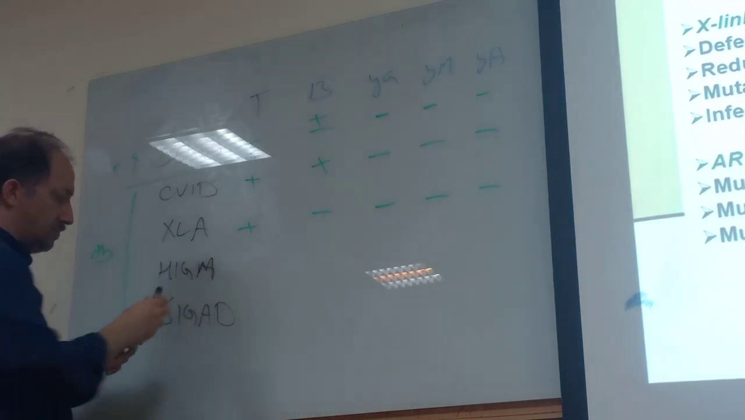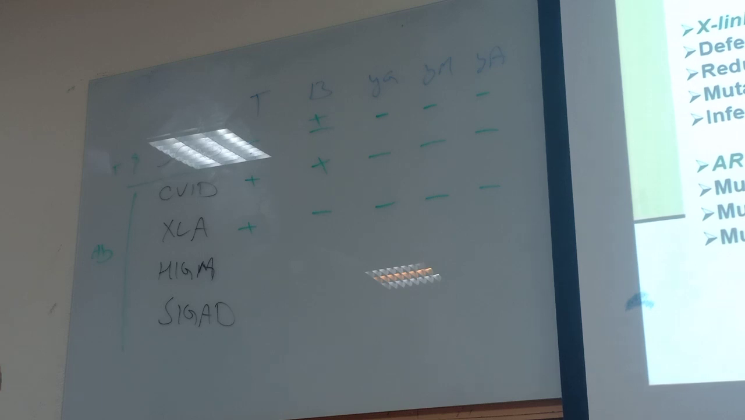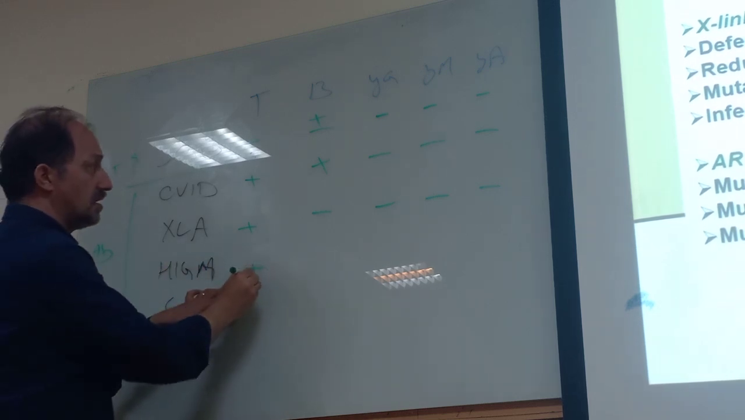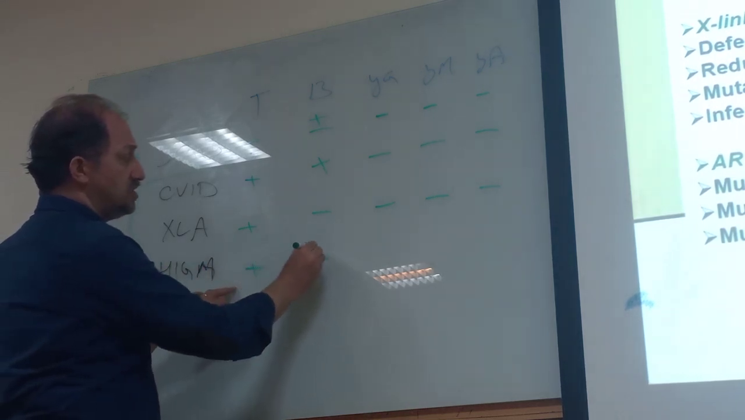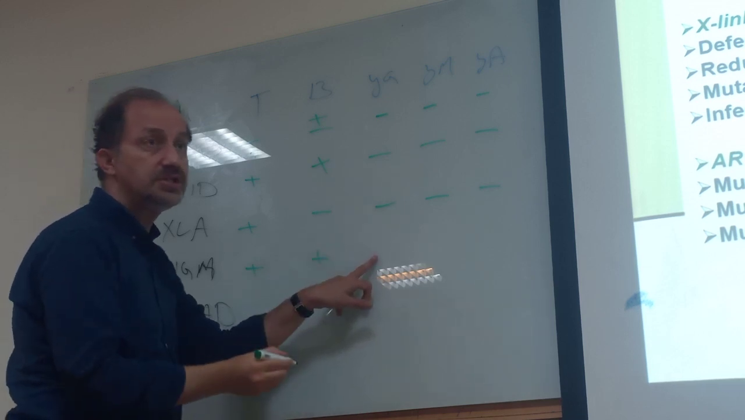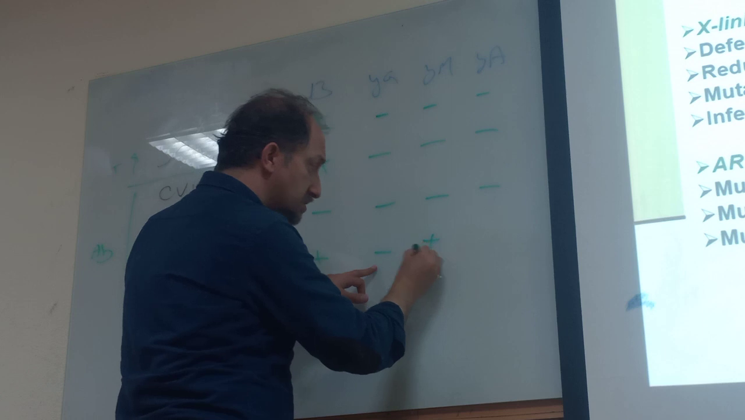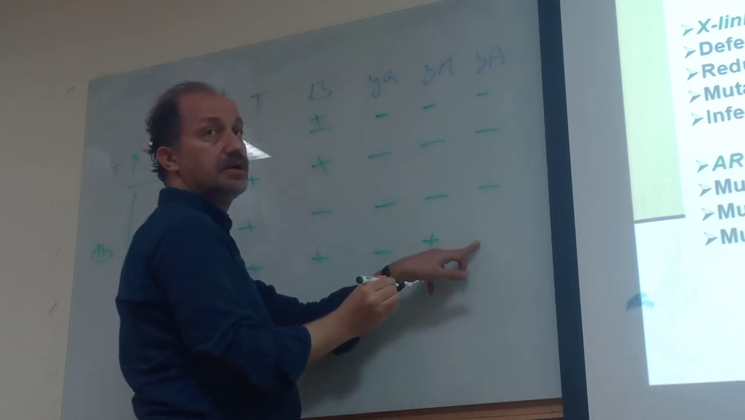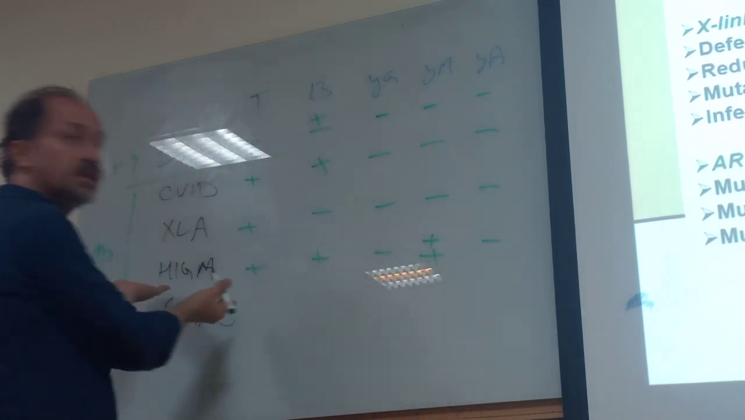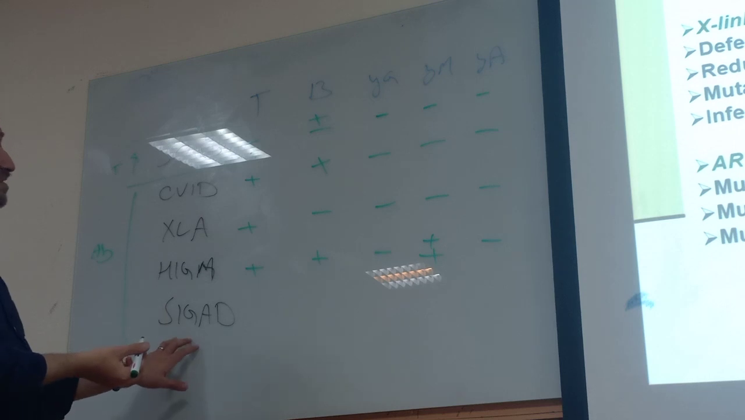IgM? Yes. Do we have T cell? Yes, sir. B cell? Yes. IgG? Yes. IgM? Yes. IgA? No. Is it clear? Yes, sir. Selective IgA deficiency.